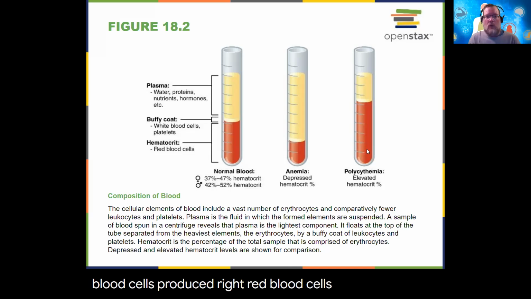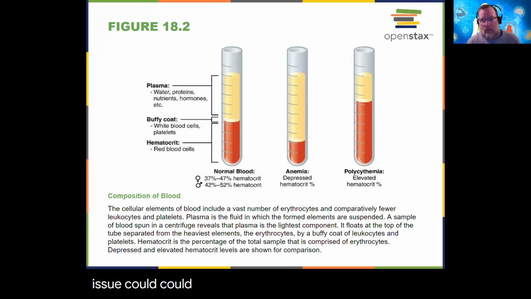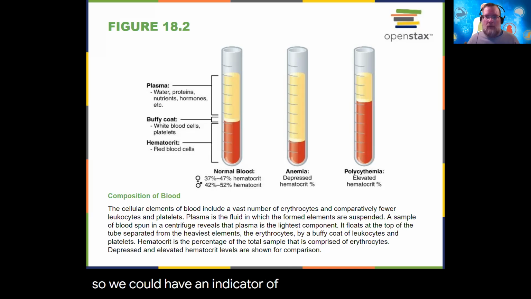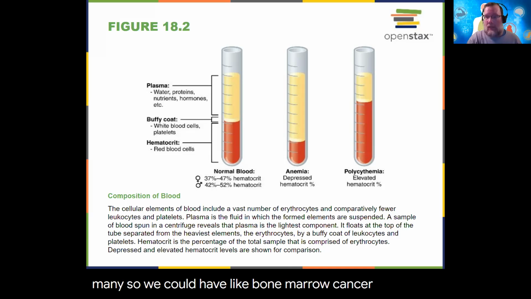Red blood cells, we know, are produced in bone marrow, right? Going back to red bone marrow specifically. So excess amounts of a polycythemia issue could relate to some sort of bone marrow issue. So we could have an indicator of hyper production of red blood cells. So we could have a hyper amount of specific types of stem cells within the bone marrow, they're too many. So we could have like bone marrow cancer, and that's bad.